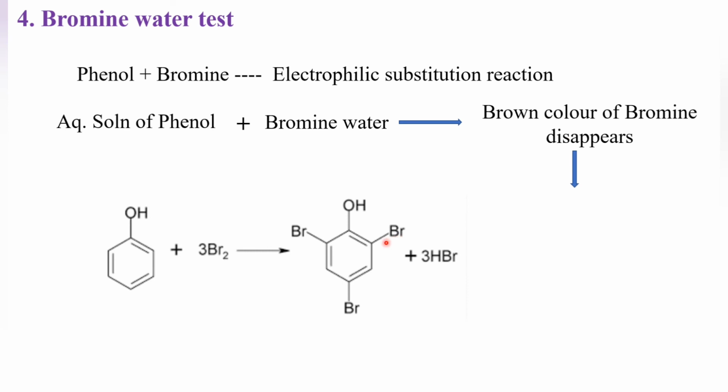So what is the white precipitate? That is called tribromophenol, that is 2,4,6 tribromophenol. So here we have taken an aqueous solution of phenol and that is treated with bromine water. We are getting 2,4,6 tribromophenol, that is the white precipitate. So here the brown color of the bromine would disappear.